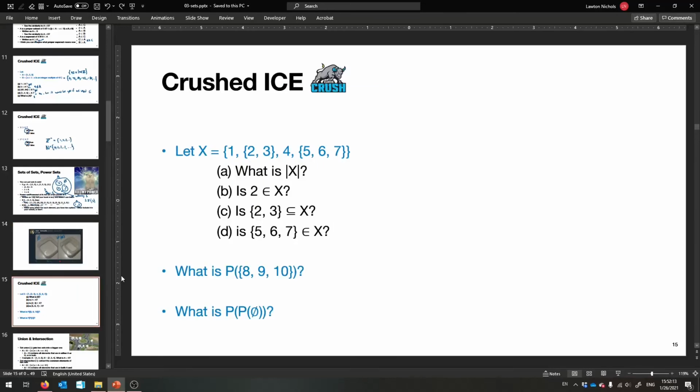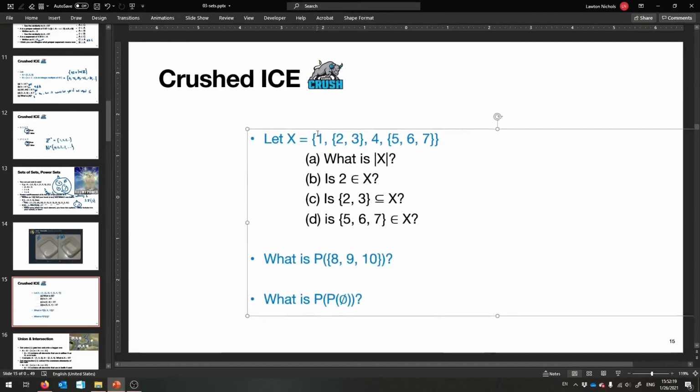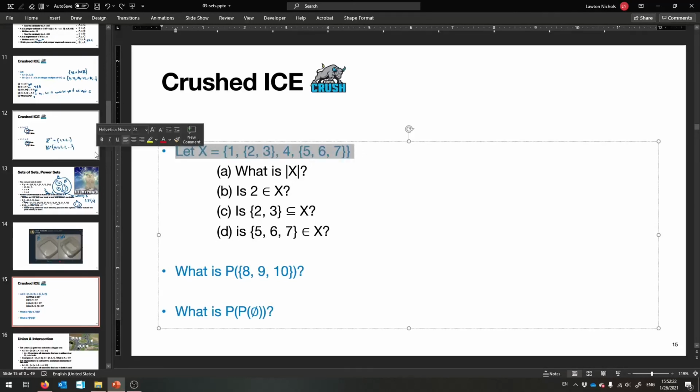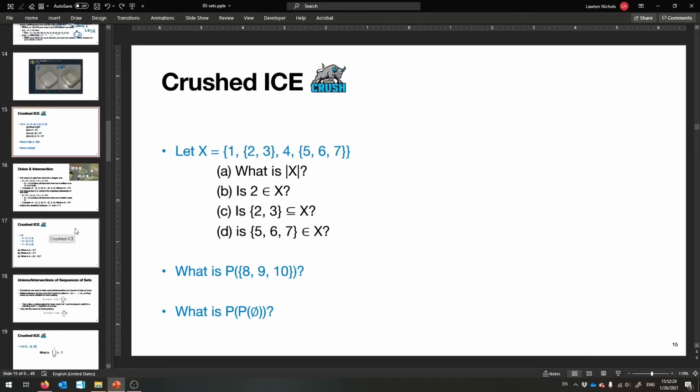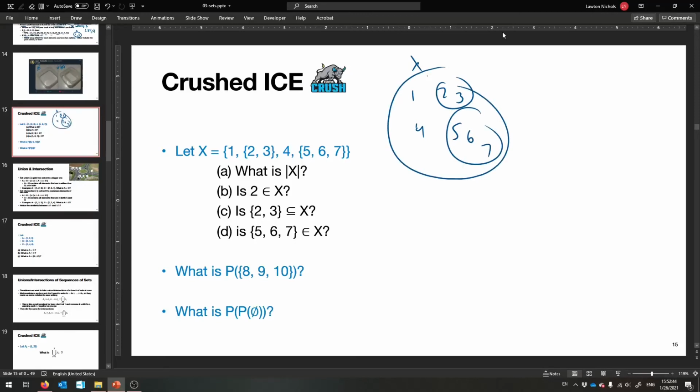So here's a set containing sets, and I want you to think about them. Okay? Think about all this stuff. So X is this whole big thing. Okay. So think about this for a second. All this stuff. What do you think? So here's X up here. 1, 2, 3, the set {2, 3}, 4, the set {5, 6, 7}. That's X. That's the whole thing.